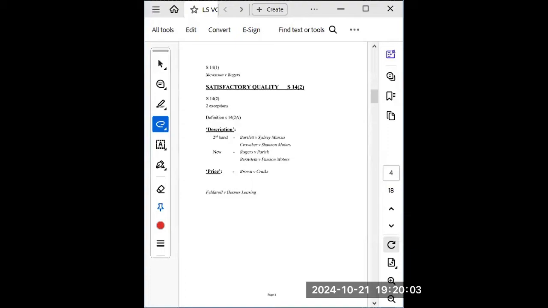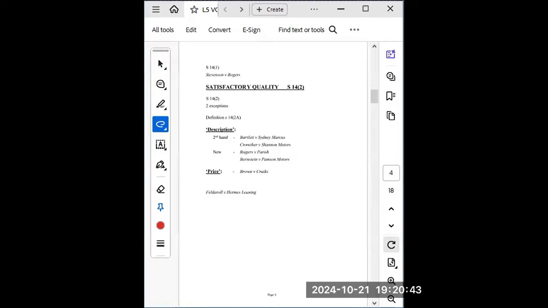Of course, if the goods are described as new, in Rogers against Parrish, it involved a brand new Range Rover. And if you remember, it was fine, except there were just a few scratches here and there. Mr. Justice Mustill said, well, when somebody buys a brand new car, a few scratches might render that car unsatisfactory, because when you buy a brand new car, it involves the pride and joy of driving around a brand new car. So, few scratch marks, breach satisfactory quality, breach 14.2.